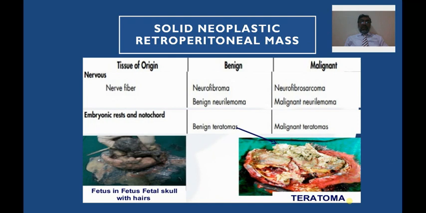Then there are other tissues like nerves and nerve fibers, and there are benign and malignant varieties of these, like neurofibroma, neurofibrosarcoma, benign neurilemmoma, and malignant neurilemmoma. Then embryonic rests and notochords, and the conditions arising from these are benign teratoma or malignant teratoma.